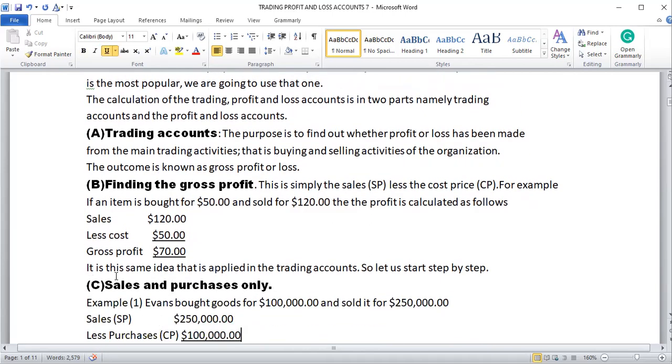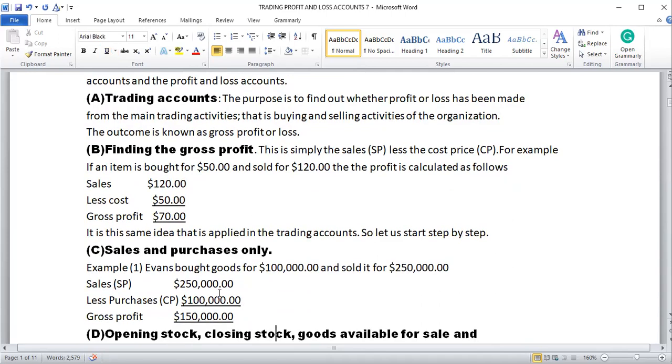Let's continue. It is this same idea that is applied in the trading account. So let us start step by step. It's the same idea, selling price minus cost price, that is applied in the trading account. So let us go on. So C, sales and purchases only. So we are dealing with sales and purchases only. Example, Ivan bought goods for $100,000 and sold it for $250,000. So how are we going to calculate it? Sales with the selling price, $250,000, less purchases with the cost price, CP, $100,000, and the gross profit is what? $150,000.